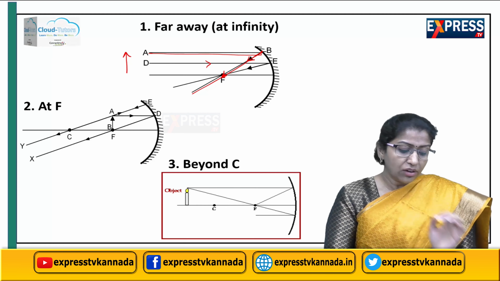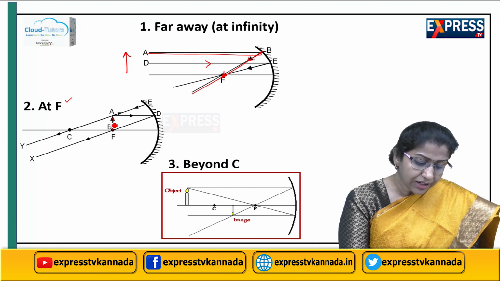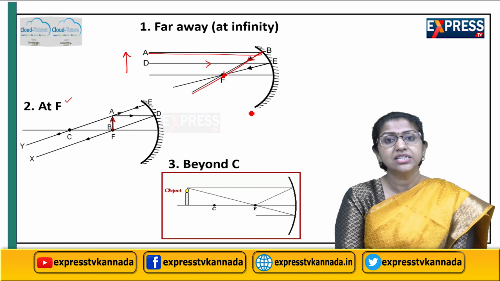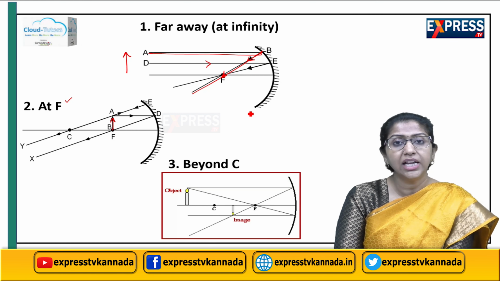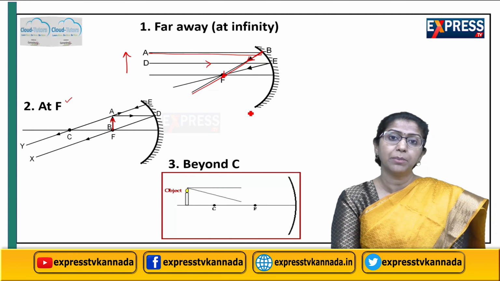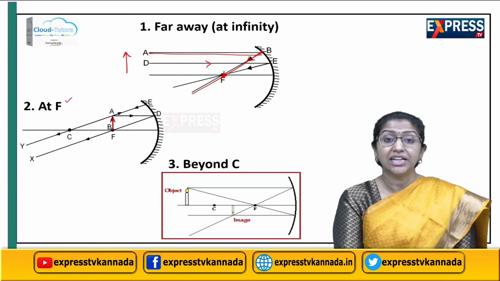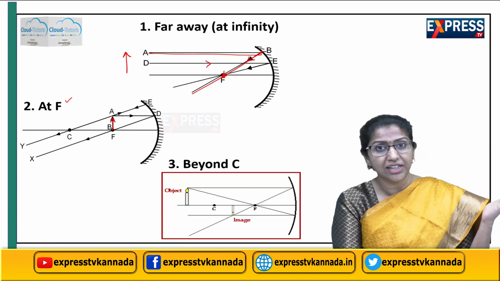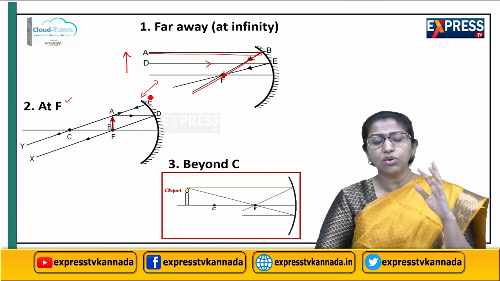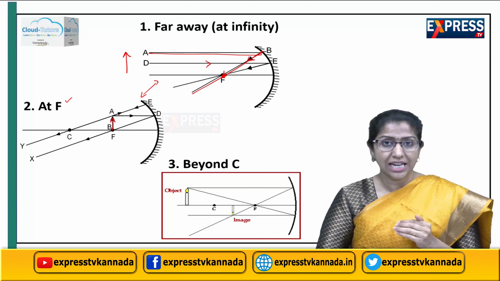Alright, so when you look at the second case, that is when we keep the object at F itself. So in the first case we had kept it at infinity, that is far away, and it formed the image at F. Now inversely what we are doing, we are keeping the object at F. So where is the image formed? It is formed at infinity. So these two cases are inverse of each other. So this is a nice way to remember all of these cases.